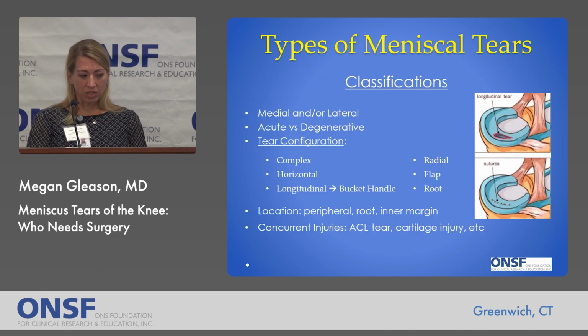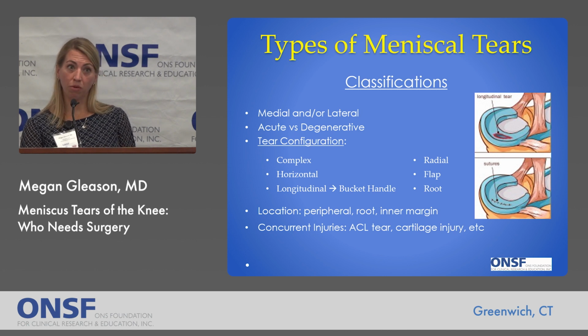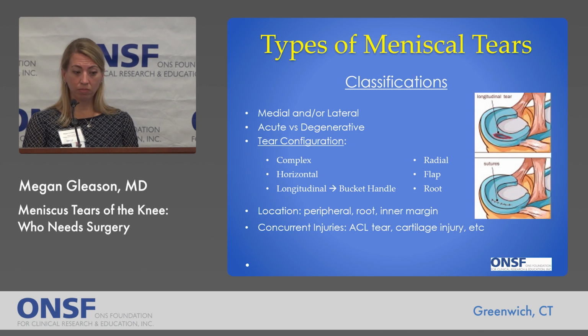So when we talk about meniscus tears, we're going to classify them. We want to know if they're medial or lateral, acute versus degenerative. Sometimes that's not always obvious, but we try to get a better sense of whether it's been there for a while or if it's something new. The tear configuration, that is something I always think about in terms of, can this be fixed and how will I fix it? Is it complex? Is it horizontal, longitudinal, radial, flaps, roots, all types of things that we're going to look at on the MRI.